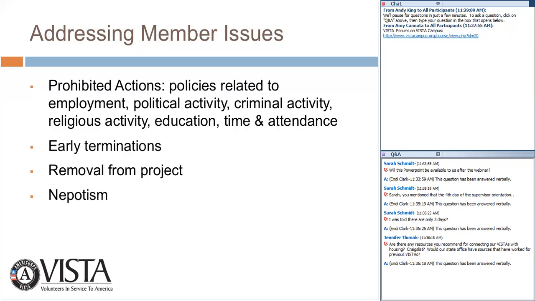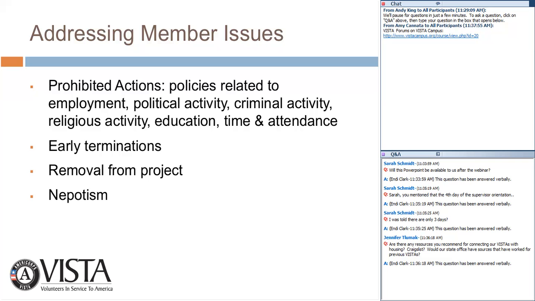The last topic on the slide has to do with nepotism. And nepotism is a factor with VISTA. It's important for you to know that VISTA members cannot hold a position if their family member provides any supervisory authority over the person who's serving. So a VISTA member cannot be serving at an organization where a family member is the supervisor.